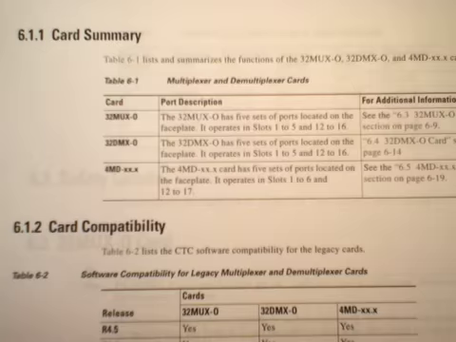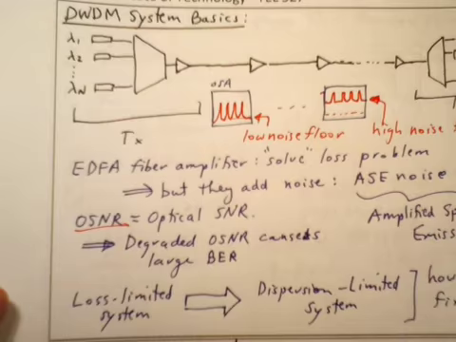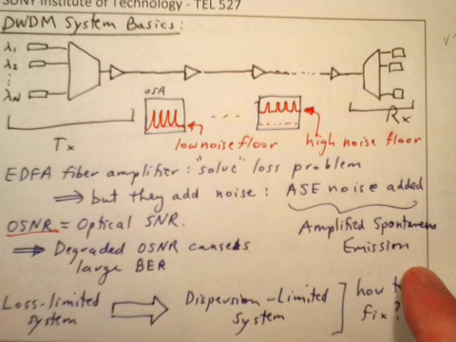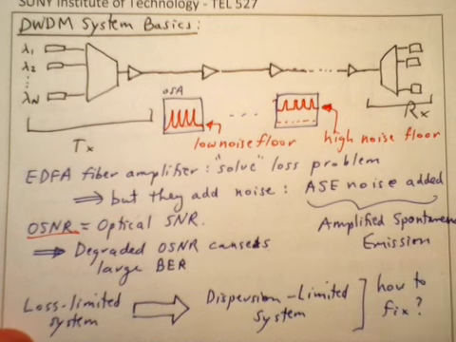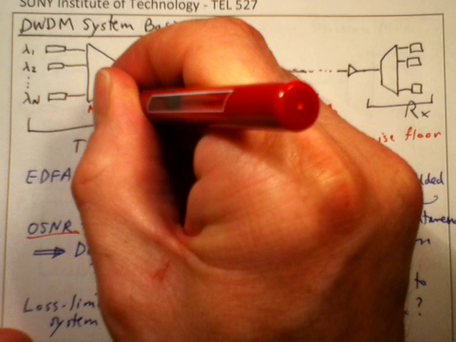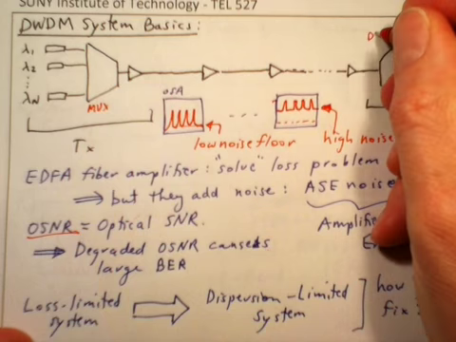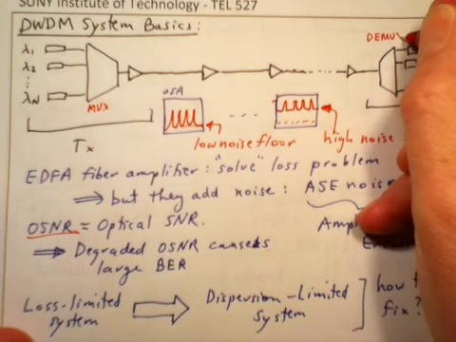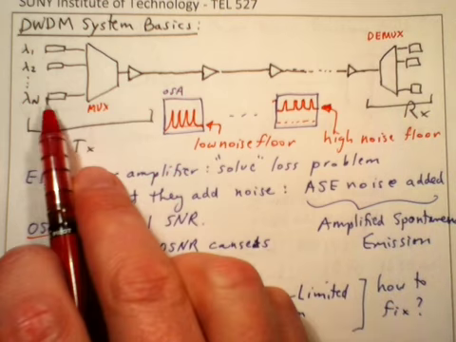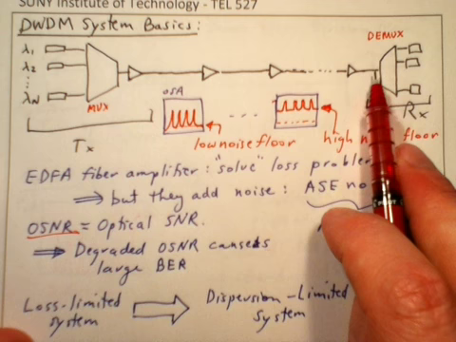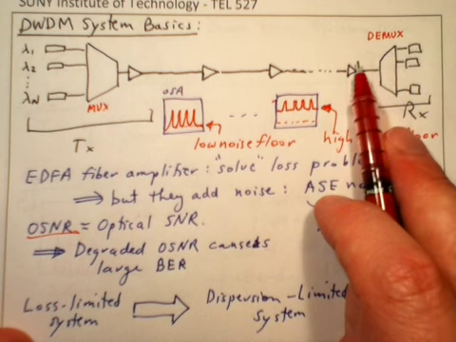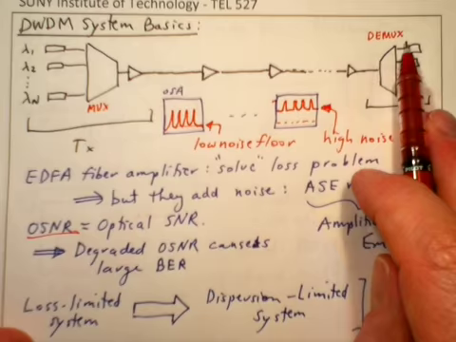Let's see if I can dig that out for you here. Okay, here was the very basic block diagram of the DWDM system where we had optical multiplexers and demultiplexers. So this was the MUX and this was the DMUX. Multiplexer, demultiplexer. Here we're combining many into one, and here in the DMUX we take one fiber with all the signals and separate them out into many fibers.